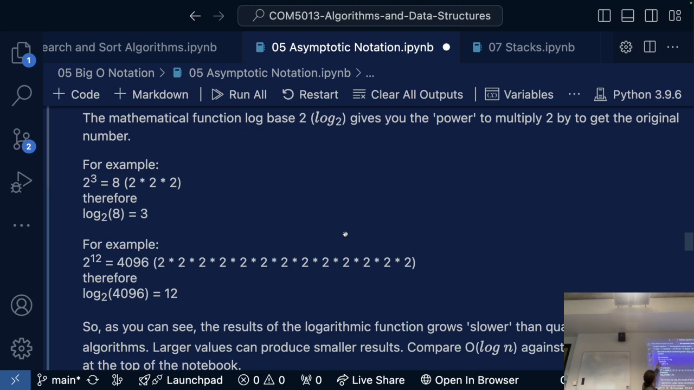So if you put 8 as n into log base 2, you're going to get 3 back. There we go. There it is, 3 back. That is essentially 2 times 2 times 2, or 2 to the power of 3. Okay, and now compare that with log base 2 of 4096. That will give you 12 back, as we see there. Okay, so put 4096 into log base 2, you get 12.